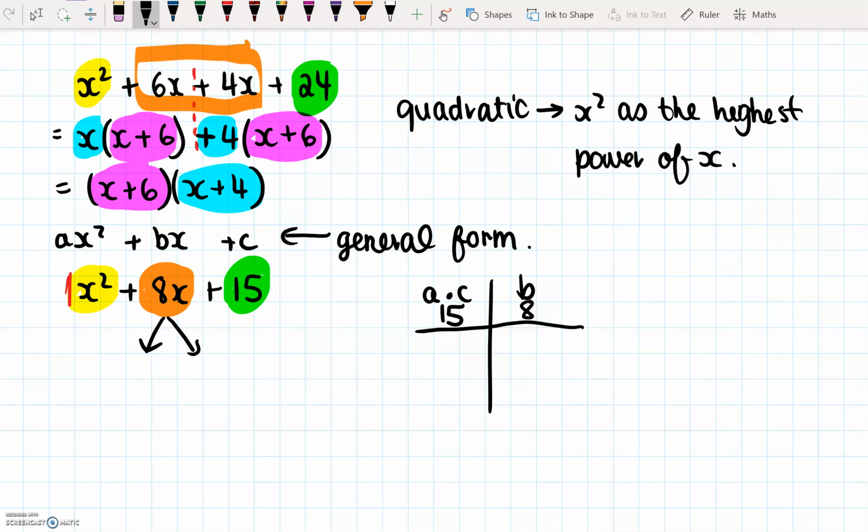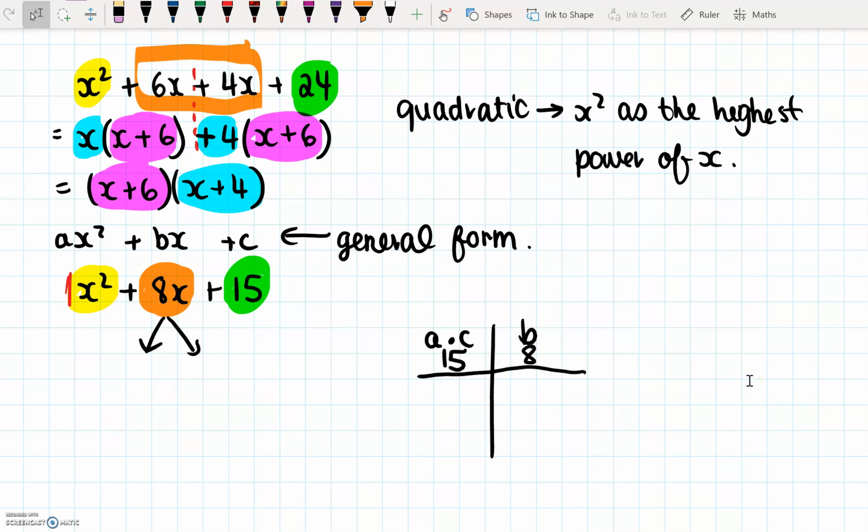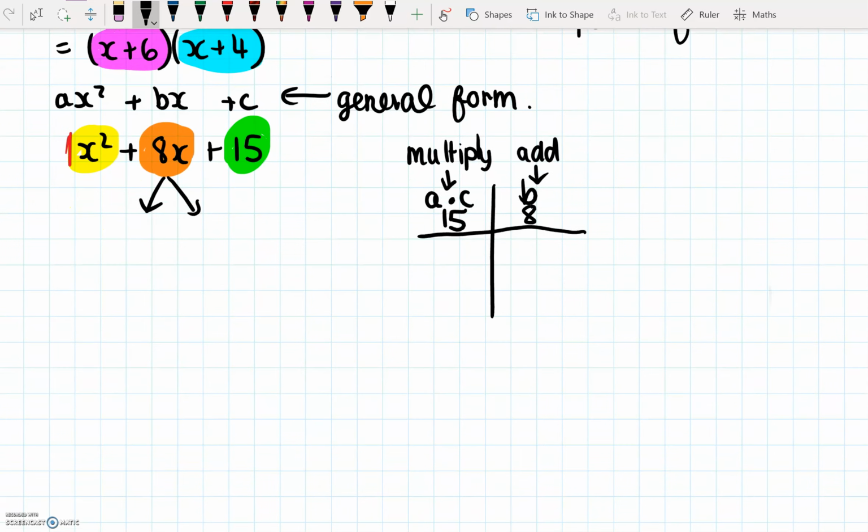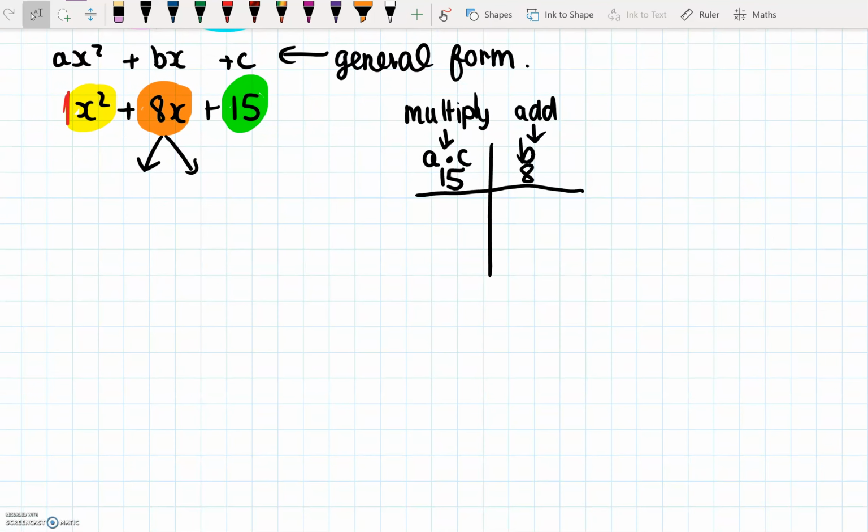All right, now, we need to find 2 numbers that multiply to give a times c. So they need to multiply to give this, and they need to add to give b. All right, so we want 2 numbers that multiply to give 15. So what we're going to do is make a list of all of those pairs. Okay, so we'll make a nice list of all the numbers that multiply to give 15.